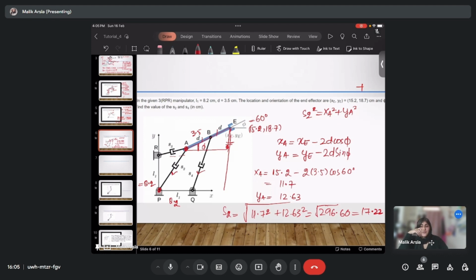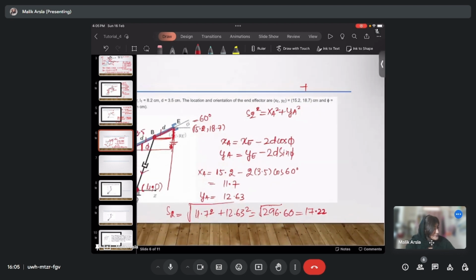Now what about S4? S4 you can similarly find out. That is even more simple. Why? Because here the coordinates are L1 comma 0, and for B you can similarly find the coordinates. B will be xe minus d cos phi, and ye minus d sin phi, because d will be subtracted only once. The hypotenuse here is only d, so this will be d cos phi, this will be d sin phi, so this one will be subtracted.